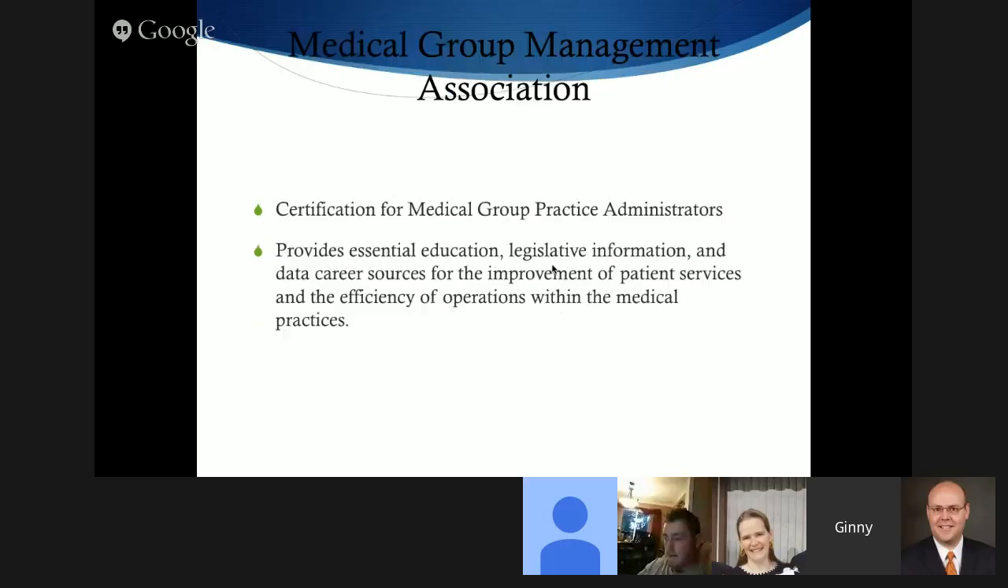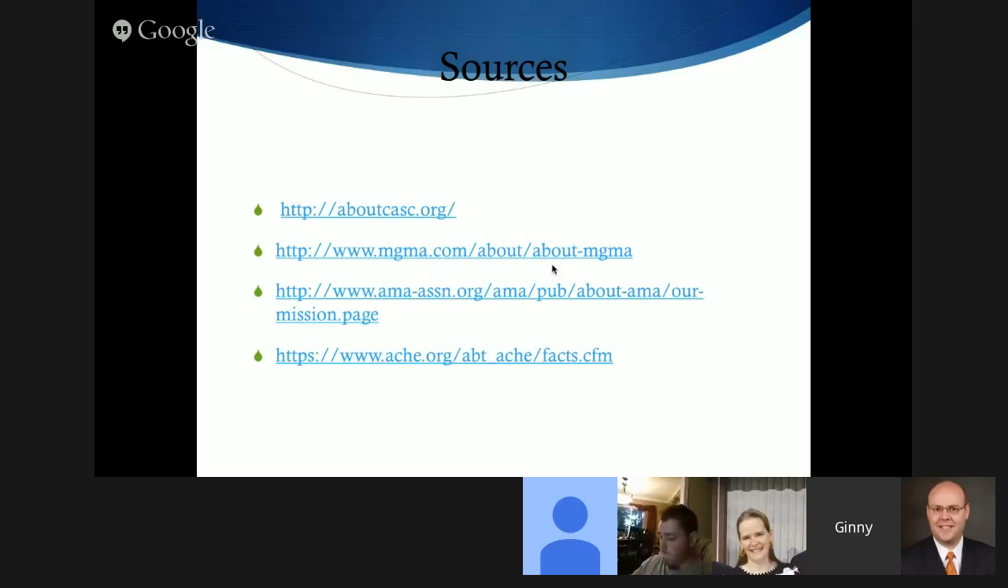We go to the next slide. That has their certification for medical group practice administrators. And what it does is provide essential education, legislative information, and career data sources for improvement of patient services and the efficiency of operations within the practice. So this is an important one to make sure everything runs smoothly within the medical field. And the next slide shows the sources that those came from.